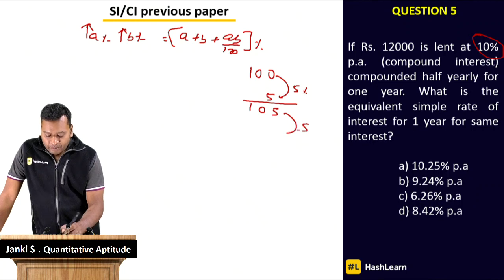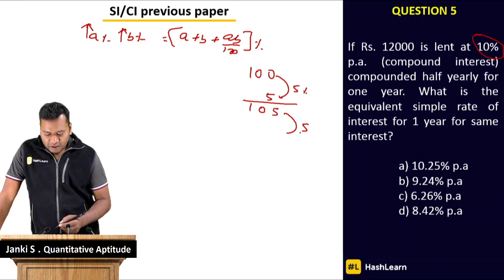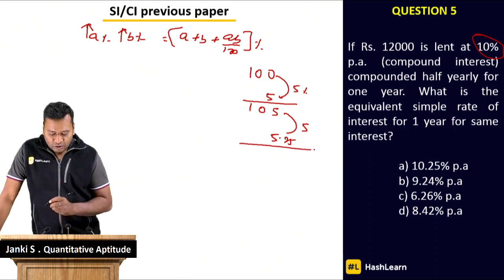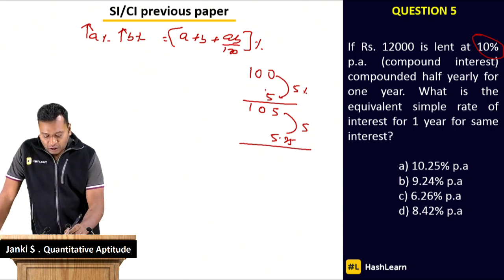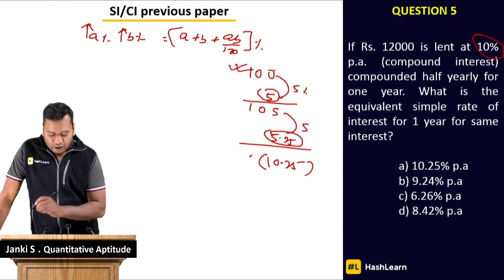Then I should take 5% of this one. So 105, if we take 5% of this, how much is 5% of this part? That's nothing but 5.25 will be the value. Now overall interest is how much? 5 plus 5.25. That means 10.25 is the interest when I have deposited 100 rupees here.